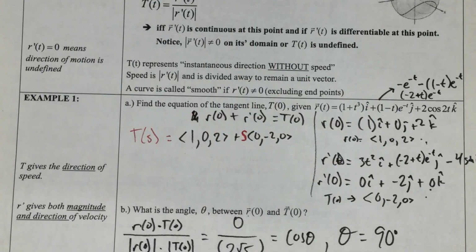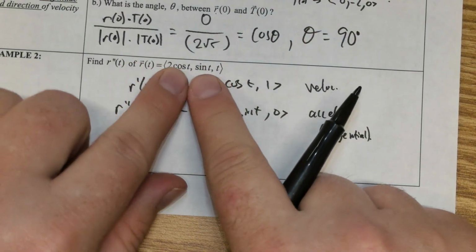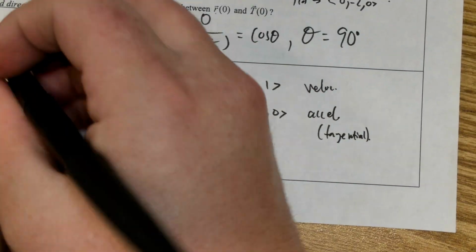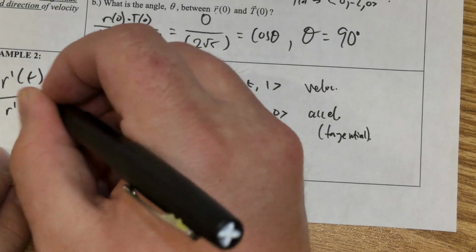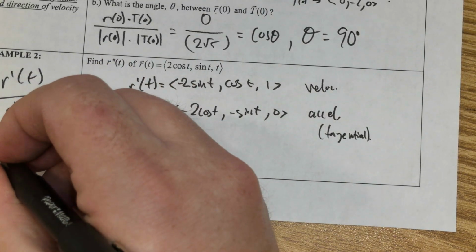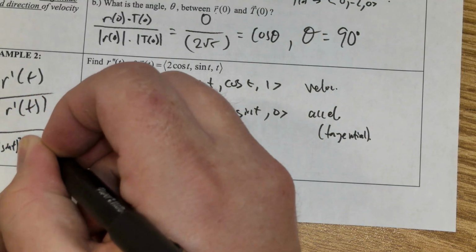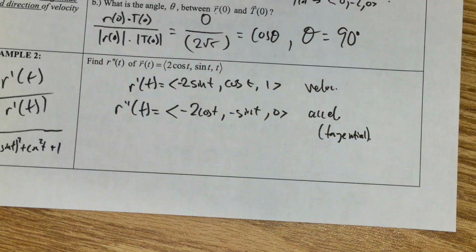If you find some space, or maybe you hide it down here towards the bottom, I have to show you what a T of t function looks like, and I will take this example since it'll work out a little bit cleaner. I already have the derivative, and so what I would need to do is take r prime of t and divide it by the magnitude of r prime of t. The magnitude here would be negative 2 sine t squared plus cosine squared plus 1.